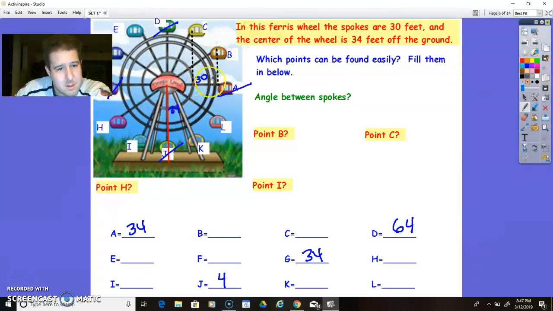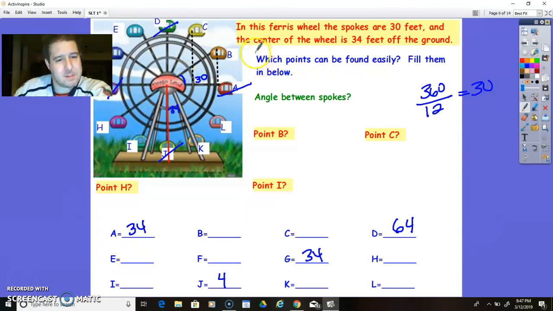Now, if I can find the height of this triangle and the height of this triangle, I can find all the rest. So 1, 2, 3, 4, 5, 6, 7, 8, 9, 10, 11, 12 sections going around. So there's 360 degrees in a circle. Divide that by 12 and you get 30 degrees per piece.